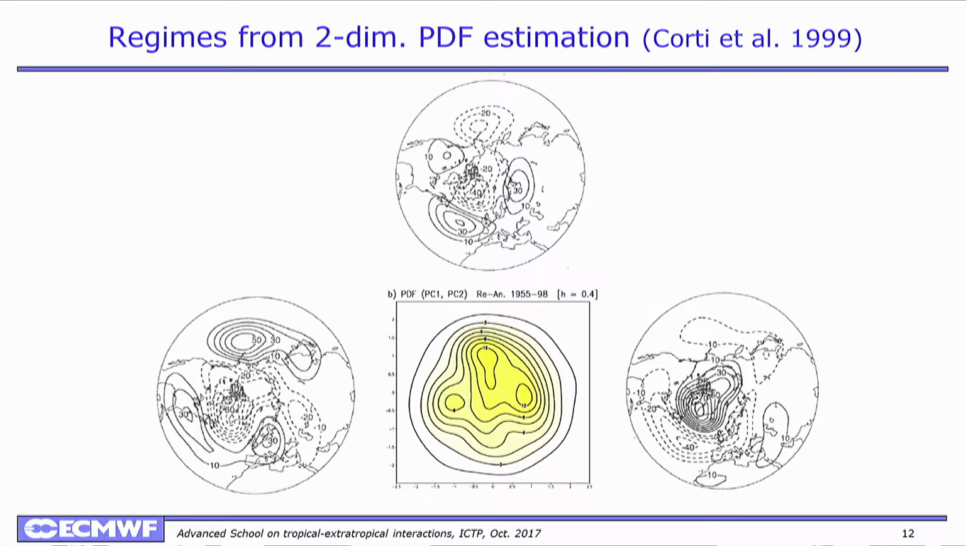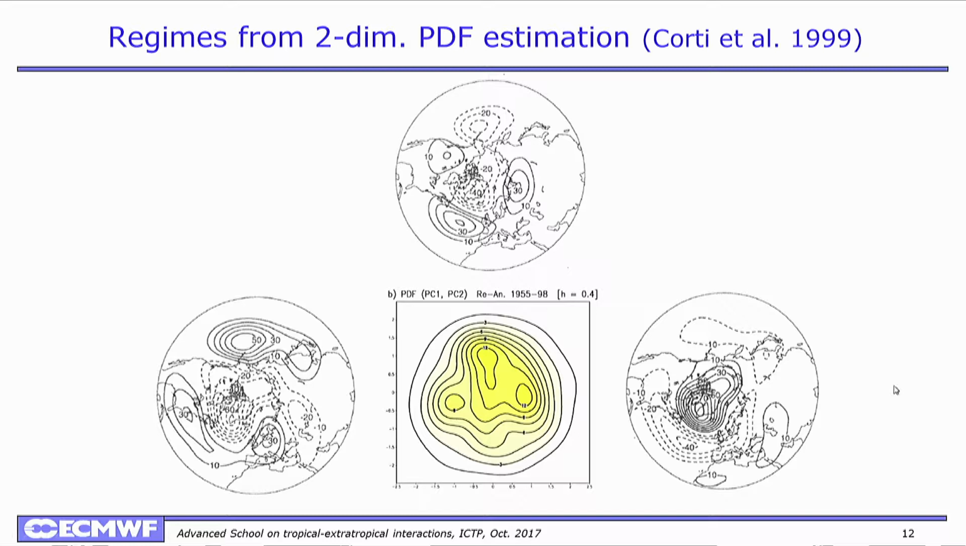In this case, one approach is to use, as Angel mentioned, an EOF analysis of the flow you want to analyze, and then you just look at the leading principal components. This is a study with Susanna Corti and Tim Palmer, published in 1999. We looked again at the planetary scale flow. We looked at the first two principal components, and you can use non-parametric estimates to compute the two-dimensional probability density function. If you do that with some intermediate smoothing, you find a structure with three maxima, and these three maxima correspond to three particular anomalies.